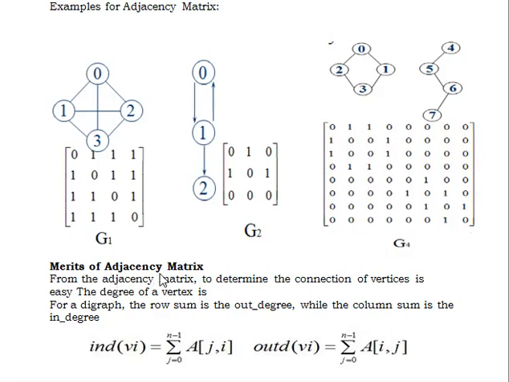The merit of this adjacency matrix is that from this matrix it is easy to determine the connection of vertices, and the degree of a vertex is the row sum for out degree, while the column sum is in degree. For out degree, we calculate summation j equal to 0 to n minus 1 of a(i, j). In degree means summation j equal to 0 to n minus 1 of a(j, i).